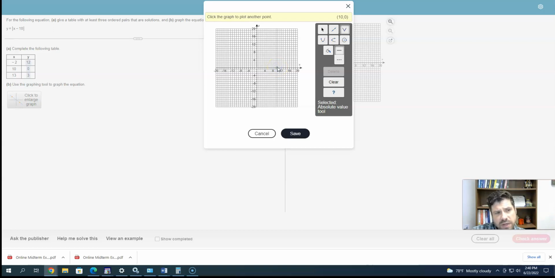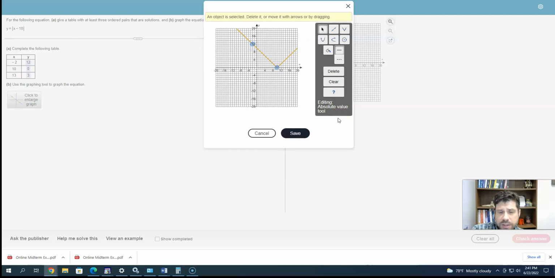Now, to make the V-shaped graph, we need another point. And so the next point I'm going to use is the first one here at minus 2, positive 12. So we're going to go back minus 2, and then up all the way to 12 here. Okay, make sure it lines up right. And that's going to be our next point, minus 2, positive 12.